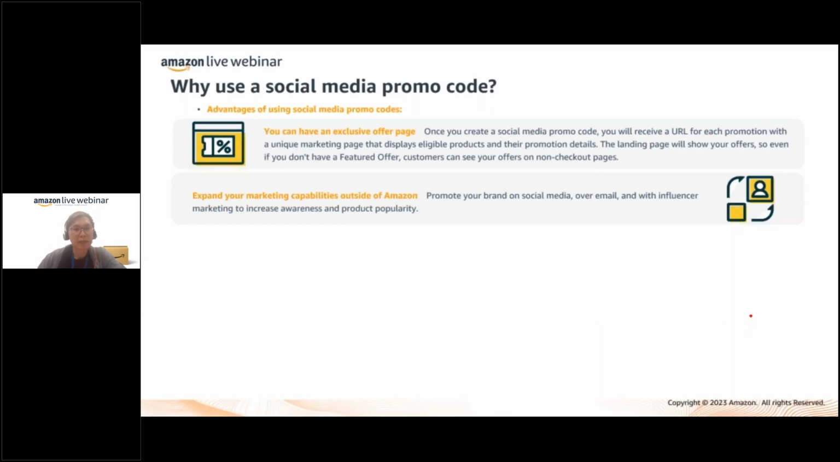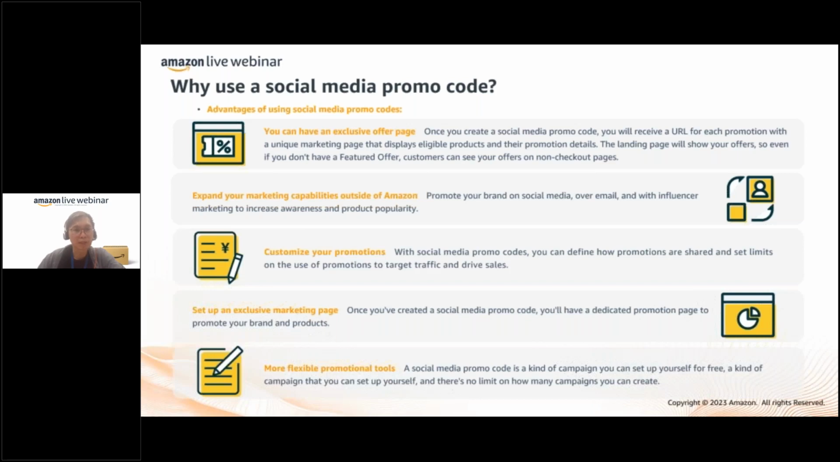All right, so these are the advantages. You can have a very exclusive offer page. When you create this social media code, you will receive a URL for each promotion with a unique marketing page that will display eligible products and their promotion details. This helps you expand your marketing capability outside of Amazon. You can promote it on your own social media, your email, or other influencer marketing to create awareness and make your product popular.